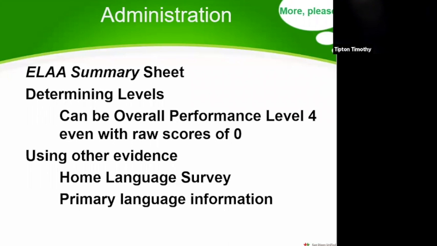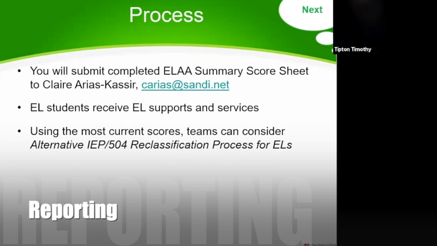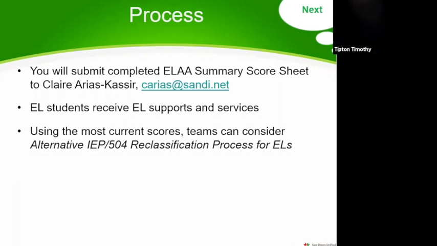If you have more questions, let's move to one more thing for the process. When you're completing this and working with your English learner coordinator, the EL summary score sheet gets sent to Claire. You can also find that there are other TOMS types of requirements as well, so look for that. Again, work with your English learner coordinator. Students then receive EL supports and services as required based on the scores.